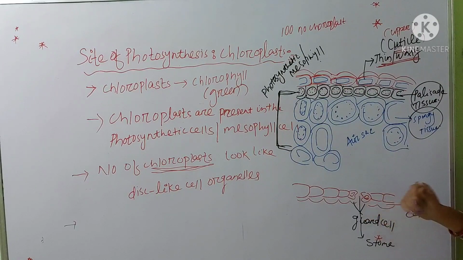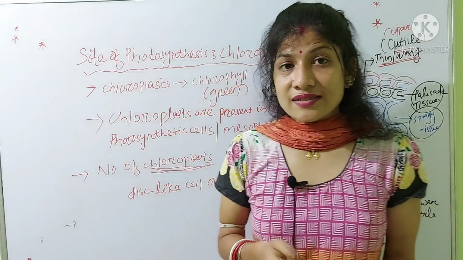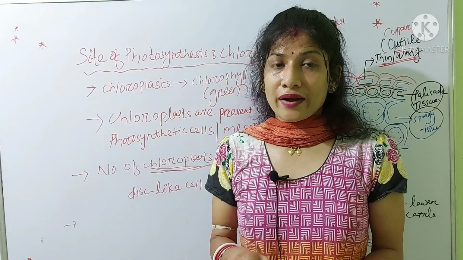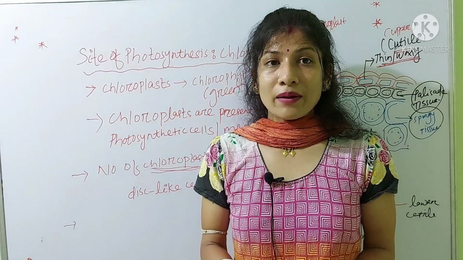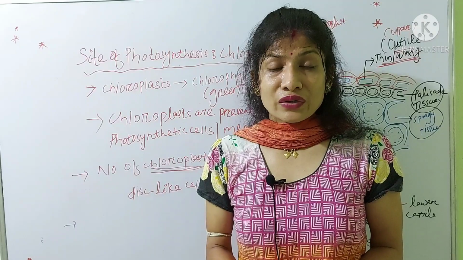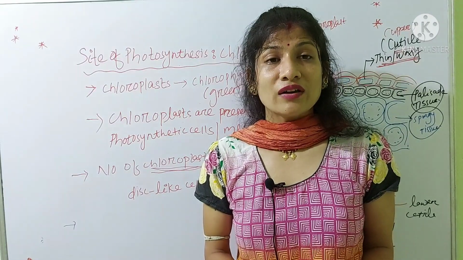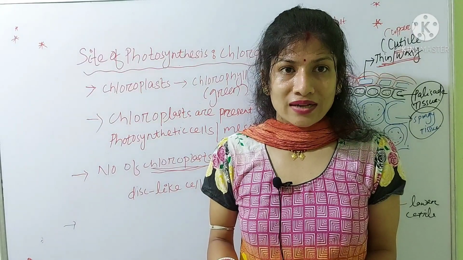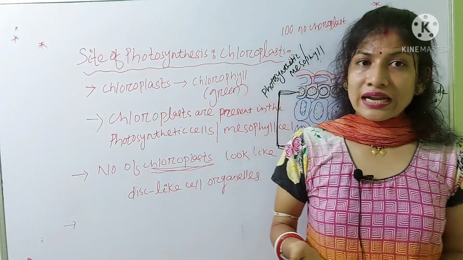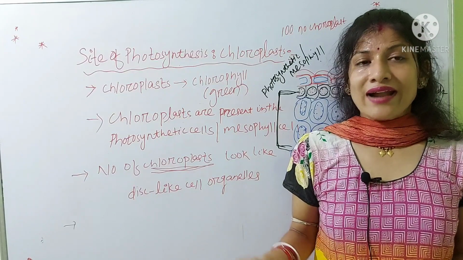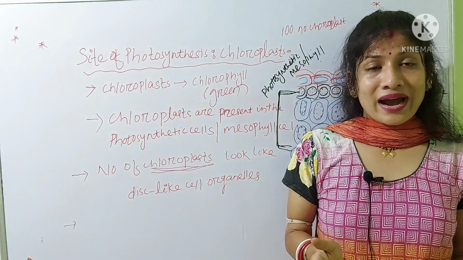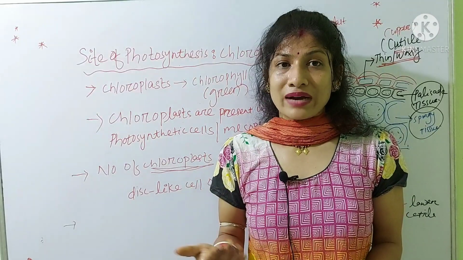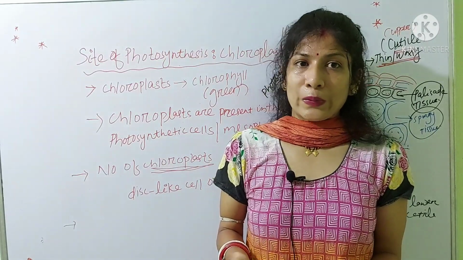This is the stoma. And we have already discussed that carbon dioxide enters from the air to the leaf with the help of stomata, and it diffuses into the photosynthetic or mesophyll cell and reaches the chloroplast. Similarly, the water absorbed from the root enters into the leaf by the process of diffusion, and it reaches the chloroplast.